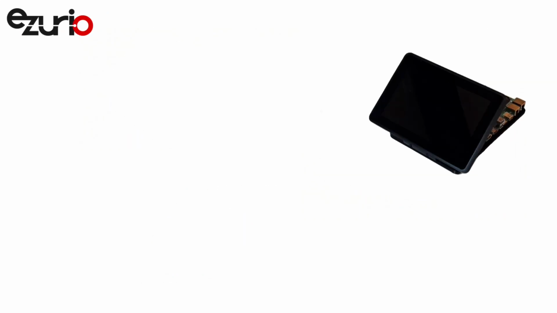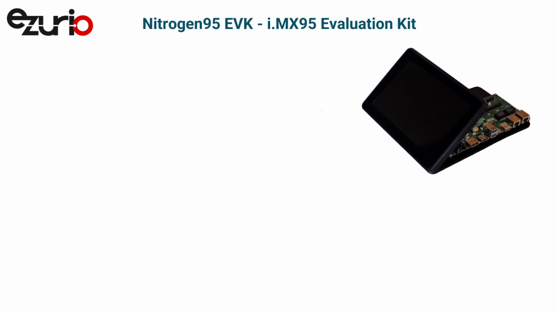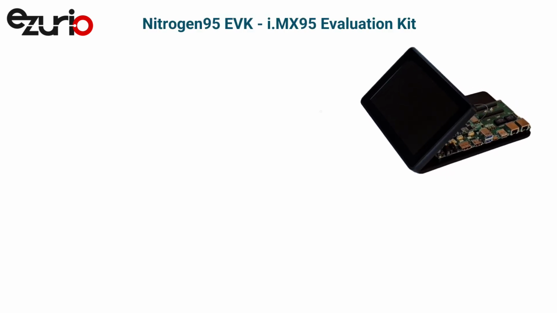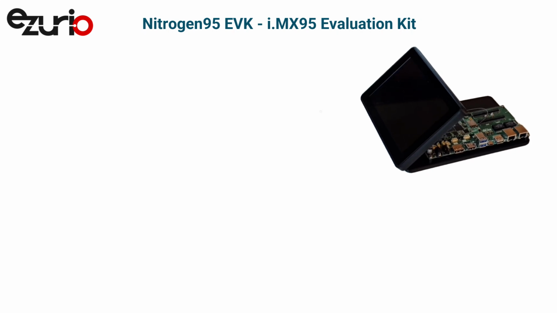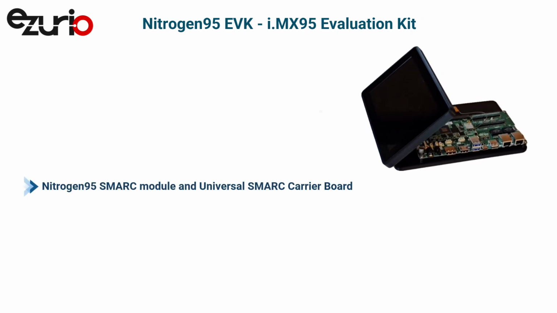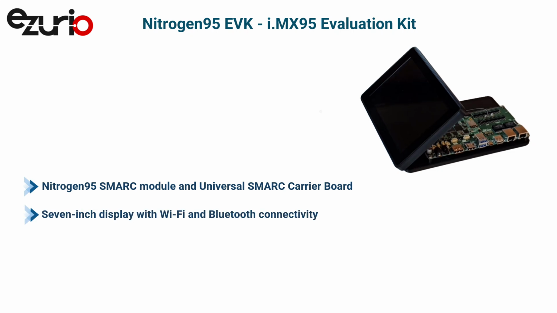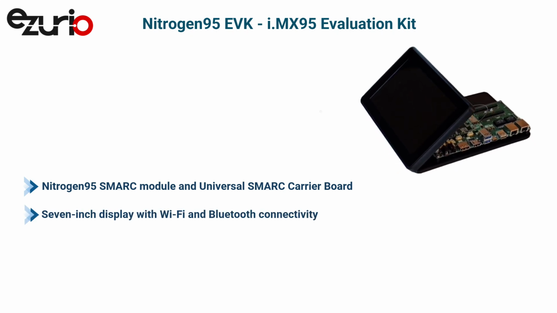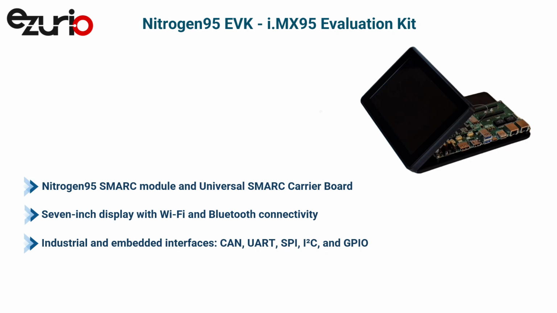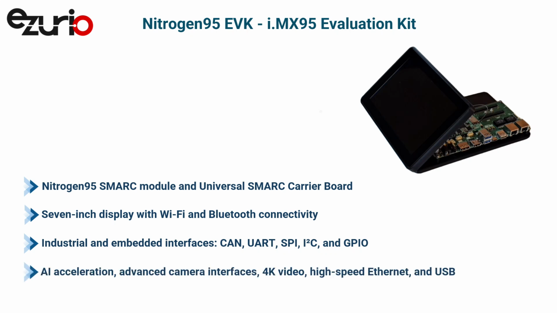The hardware foundation is the Nitrogen95 SMARC Evaluation Kit, built around the NXP i.MX95 processor family. It combines the Nitrogen95 SMARC module, a universal carrier board, a 7-inch display, Wi-Fi and Bluetooth connectivity, and access to a wide range of industrial and embedded interfaces. With dedicated AI acceleration, advanced camera interfaces, 4K video processing, high-speed Ethernet, USB connectivity, and extensive hardware expansion capabilities, the kit provides a powerful and flexible foundation for building embedded Android products.